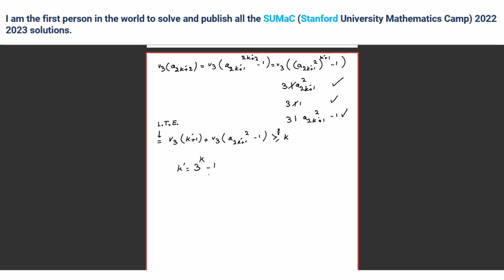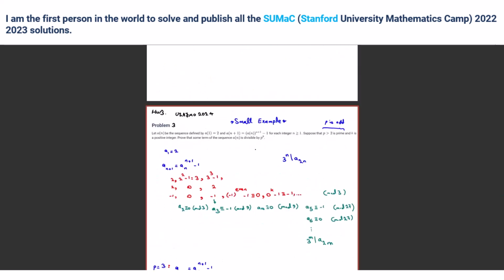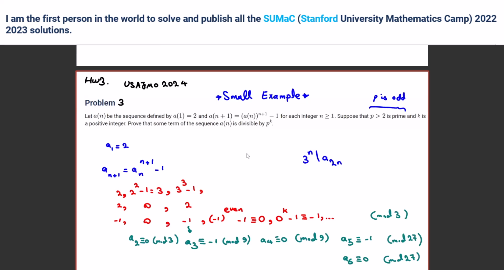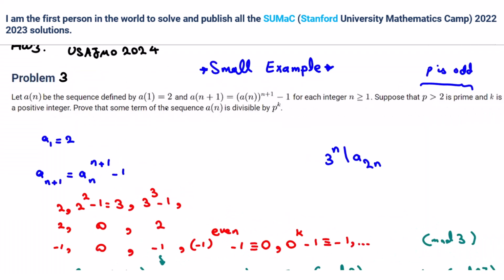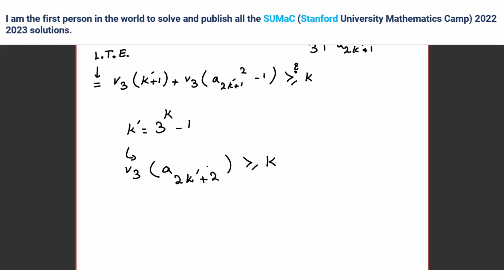Yes. So for this number, we can say V3 of a2k prime plus 2 is at least k, right? Yes. Okay, so it says we want to find only one term that is a multiple of that. Prove that some term of the sequence. And also by this way, we prove there are infinitely many terms that are multiples of 3 to the k, right? Because k prime can be any number, right?